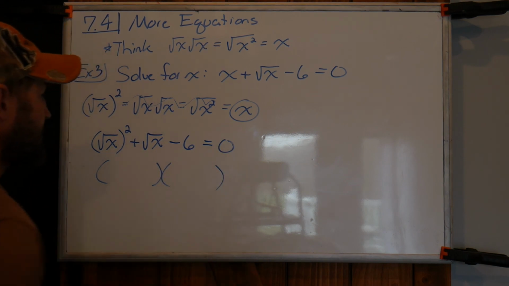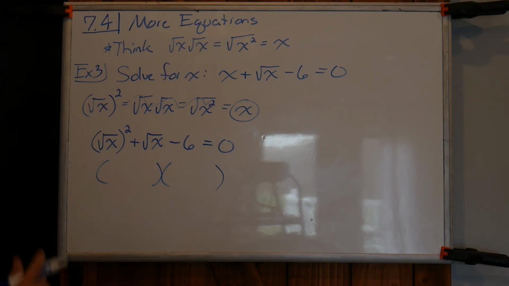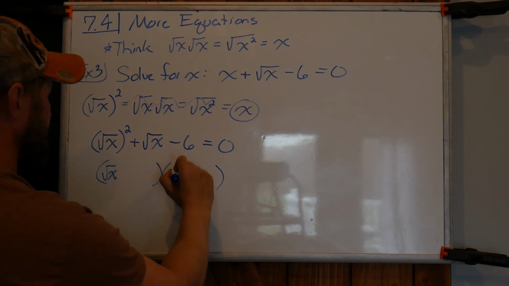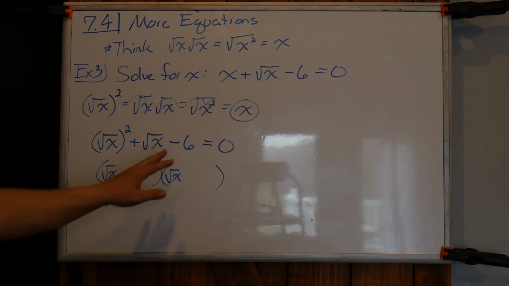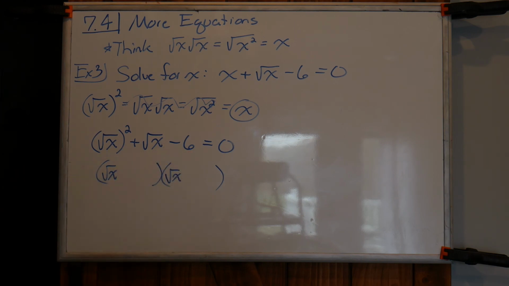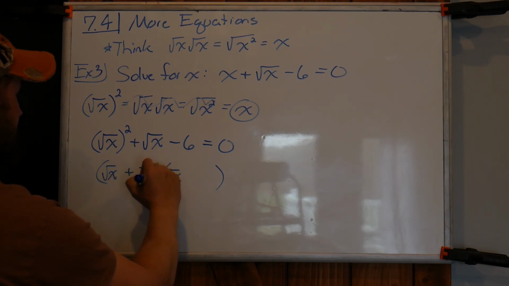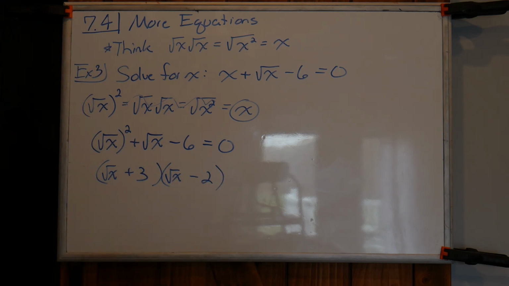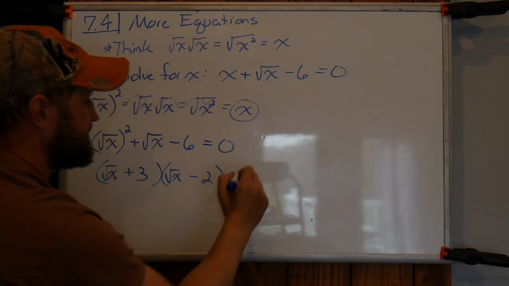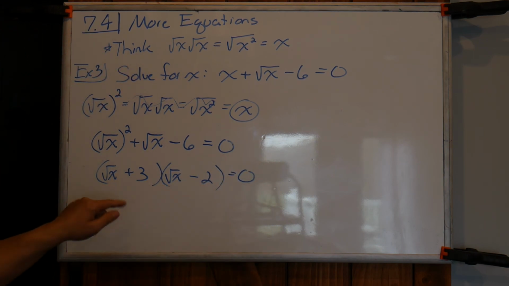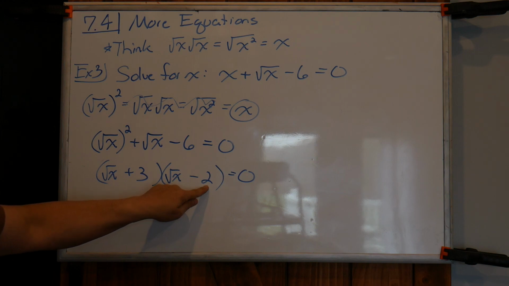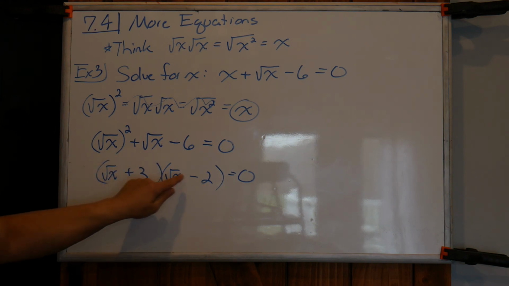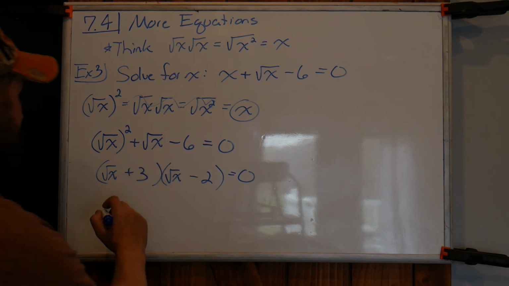Now we have to look at this and say, okay, square root of x squared would be square root of x times square root of x. I need two numbers multiplied together to give negative 6, with a positive 1 in between. So I have just factored this out using a square root. Remember, I have a negative 2 square root of x plus 3 square root of x, that's 1 square root of x. Positive 3 times negative 2 is negative 6.